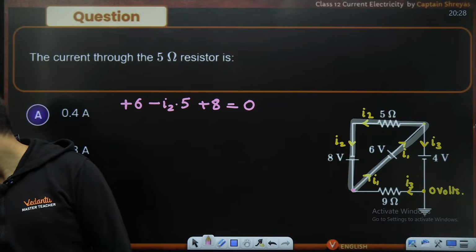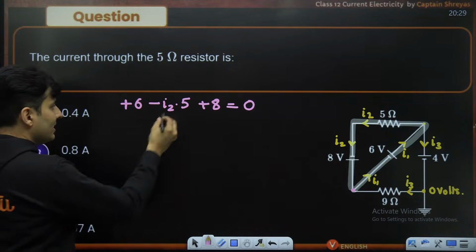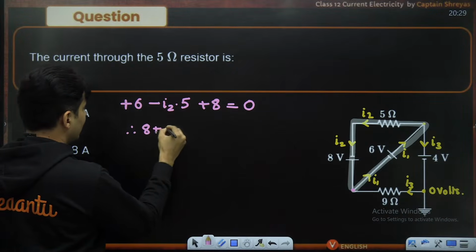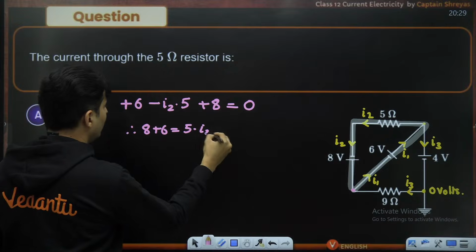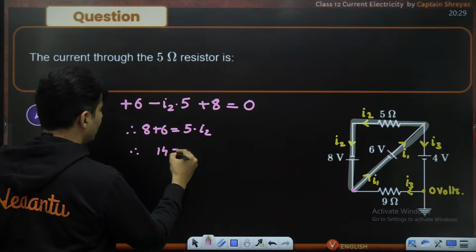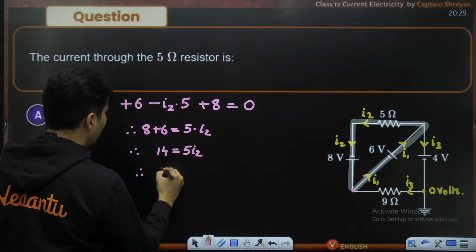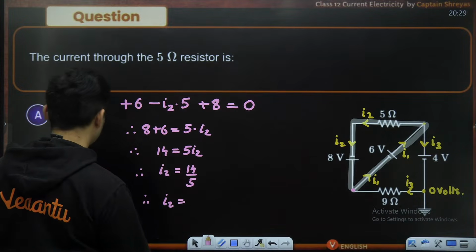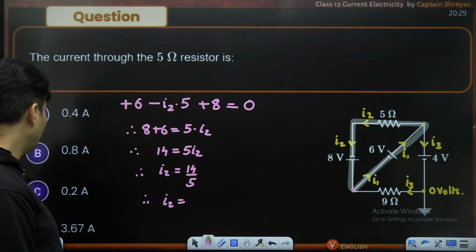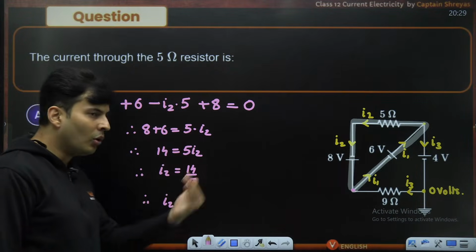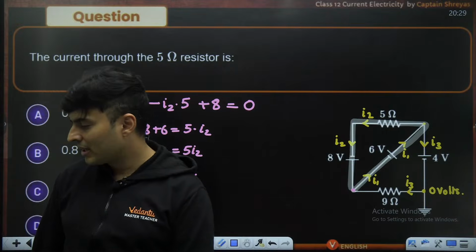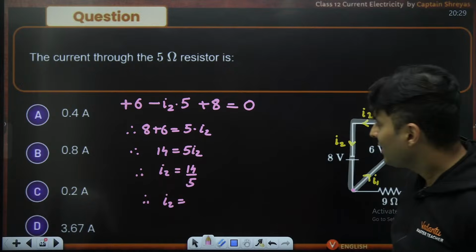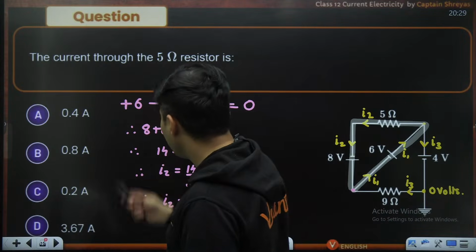Perfect. Now, what is this? This I2 into 5, I can take to the other side. 8 plus 6 is here, and we have 5 times I2. 8 plus 6 is nothing but 14, which is equal to 5 times I2. Therefore, I2 is 14 by 5. I2 is how much, guys? Come on. It will be slightly more than 2 point something, but I don't see any option over here.